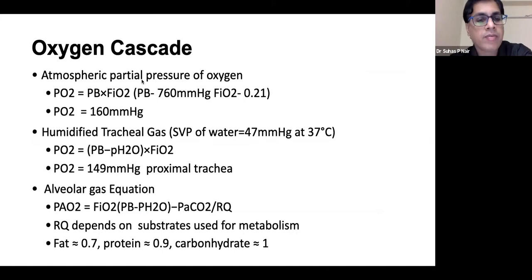One important equation is the alveolar gas equation, where the PAO2, the alveolar oxygen partial pressure, is determined by FiO2, the atmospheric pressure, the vapor pressure of water vapor, PaCO2, and the respiratory quotient. The respiratory quotient again depends upon the substrate used for metabolism: fat, protein, and carbohydrate.